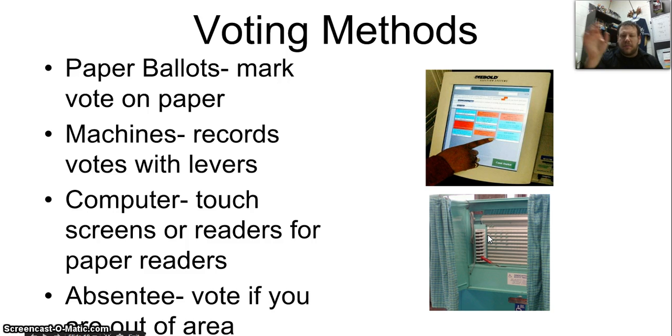And then when you open the curtain up, everything clicked back to erase your vote. Some places are using touch screens now as well. You can go to a touch screen like you would at a Walmart self-checkout line, and you touch who you want to vote for. And also there are these things called absentee ballots.